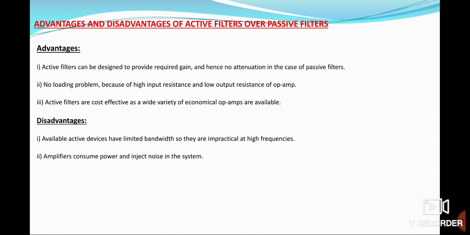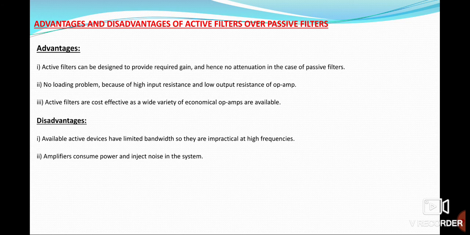Active filters can also be designed to provide required gain, and hence no attenuation as in the case of passive filters. And it has also no loading problem because of high input resistance and low output resistance of op-amp. Also, the active filters are cost effective as a wide variety of economical op-amps are available.